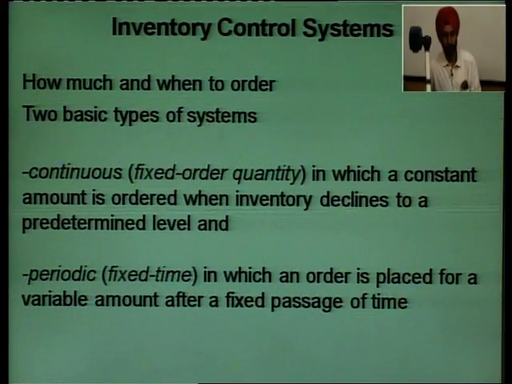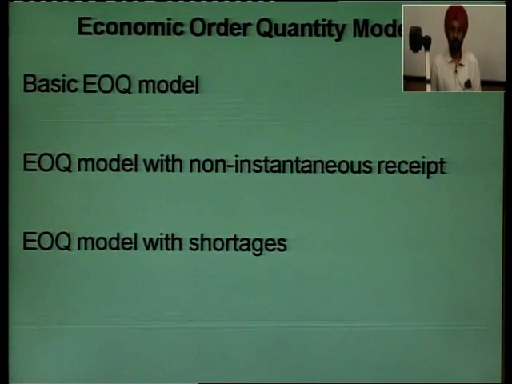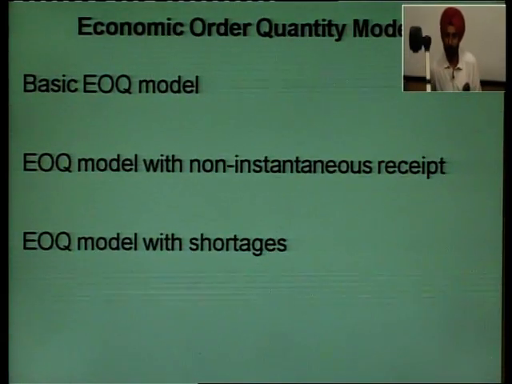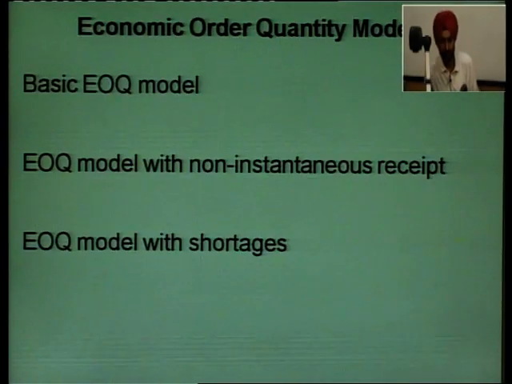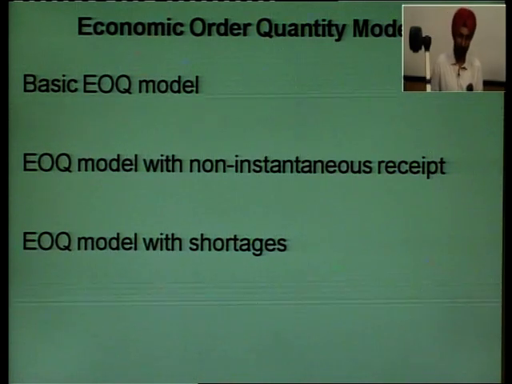Now let us come to the economic order quantity models. We will discuss here 3 main models, and there is one more model known as the price break model, in which we will take into account the quantity discounts. Now let us start with the basic EOQ model, the first one.